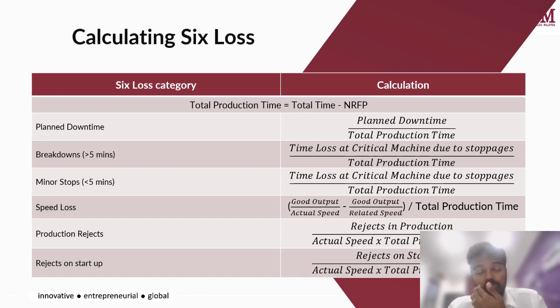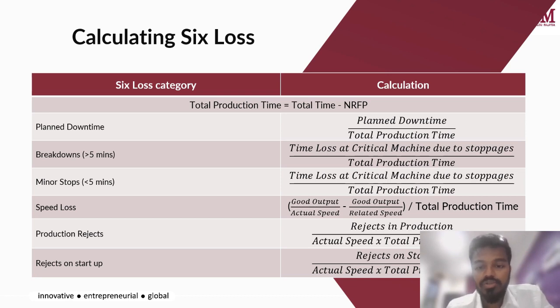Okay, breakdowns and minor stops have the same calculation, the only difference being the time taken to recover. Breakdowns are normally more than 5 minutes, and minor stops are normally less than 5 minutes. For both of them, the formula is time loss at the critical machine due to stoppages over total production time.